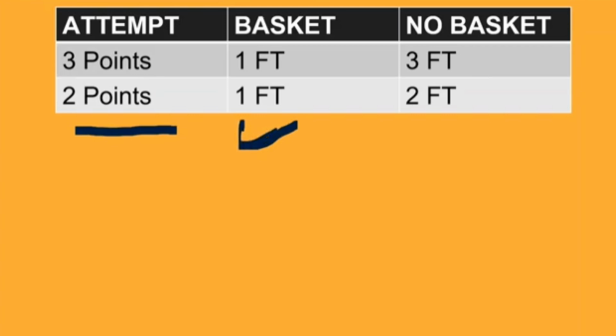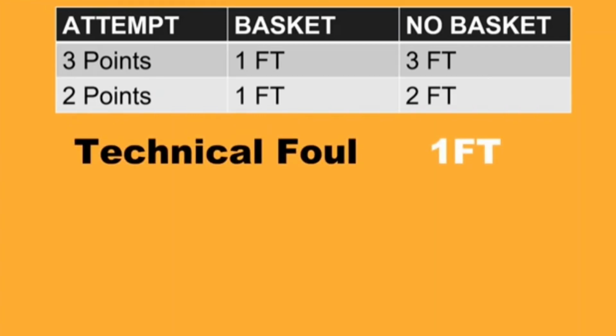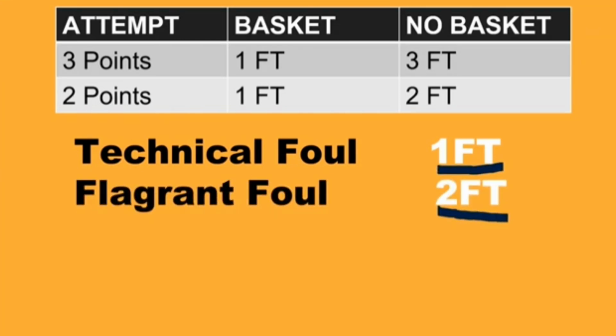A technical foul results in 1 free throw and a flagrant foul results in 2 free throws. A technical foul is a minor one. A flagrant foul is significantly worse, and you get 2 free throws for it.